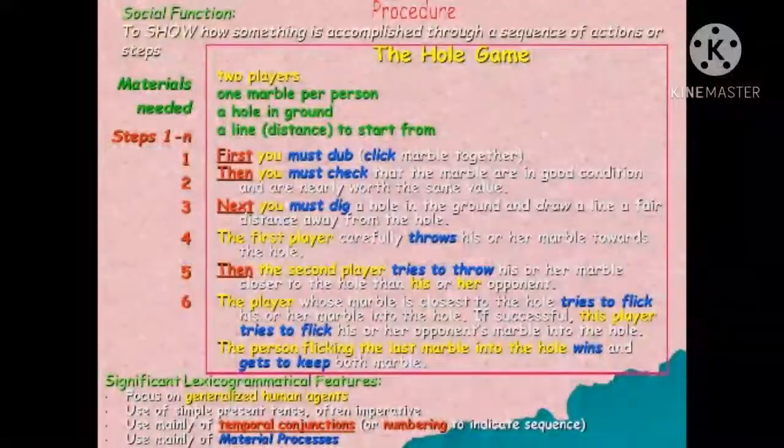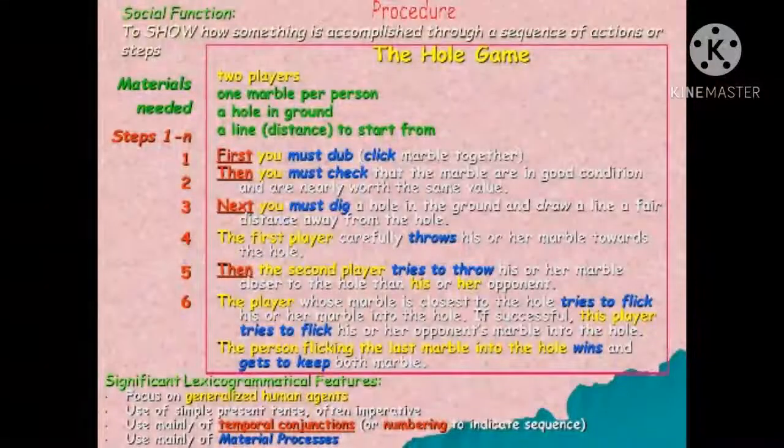And the second is procedure text. Procedure text is text that is designed to describe how something is achieved through a sequence of actions or steps. Like we know, it's more like steps, right? So let's move to the text. Okay, so this is a procedure text.